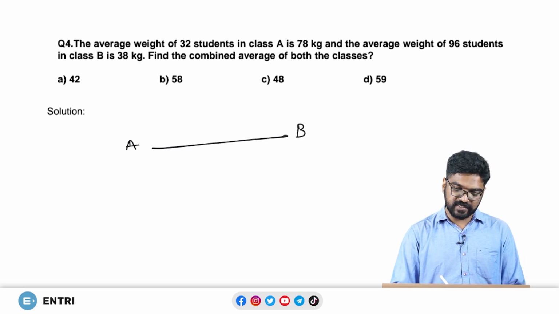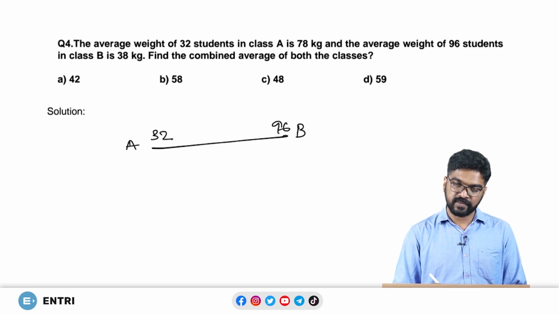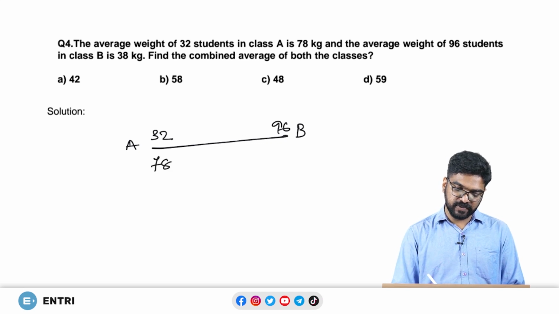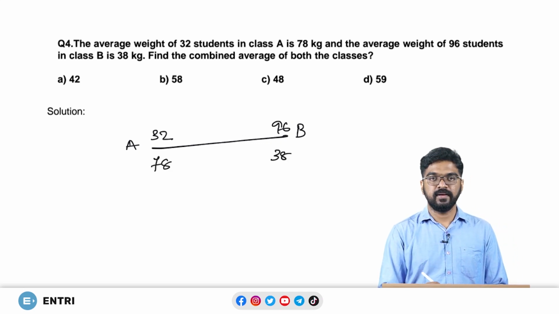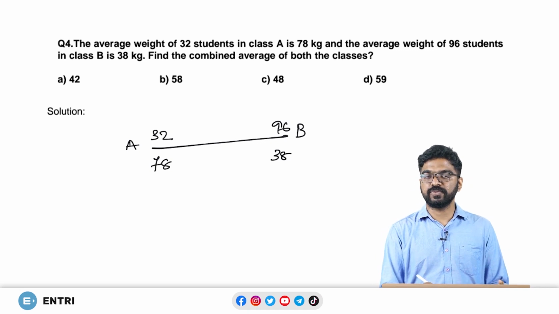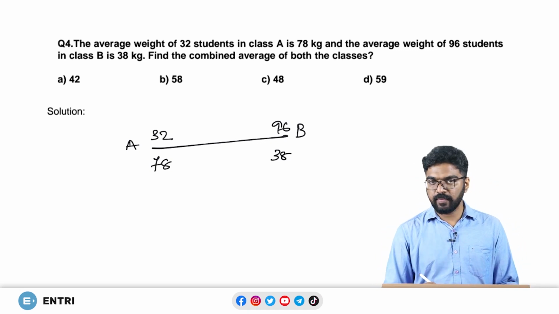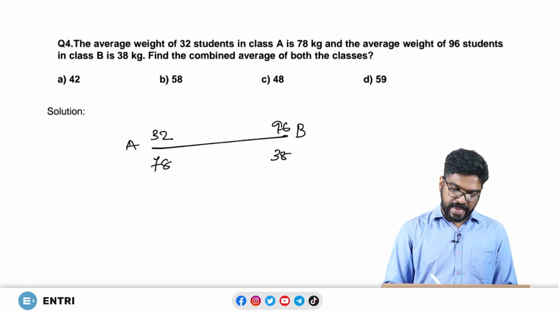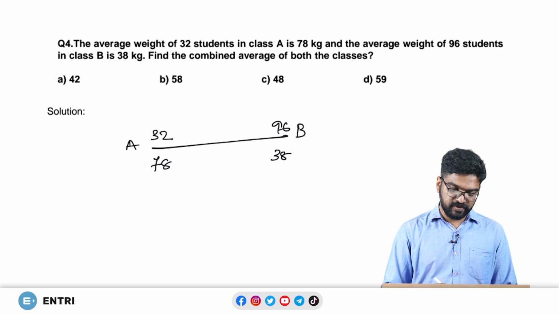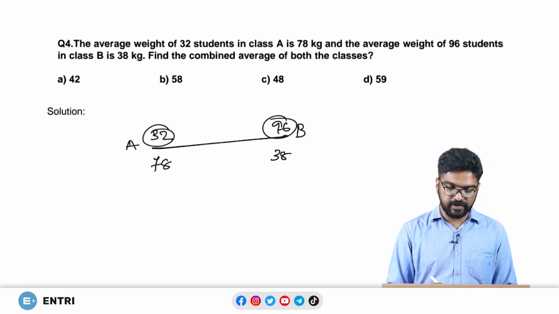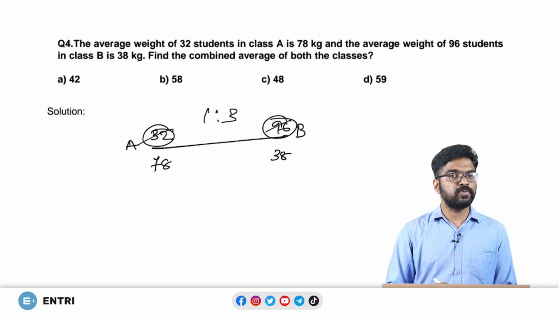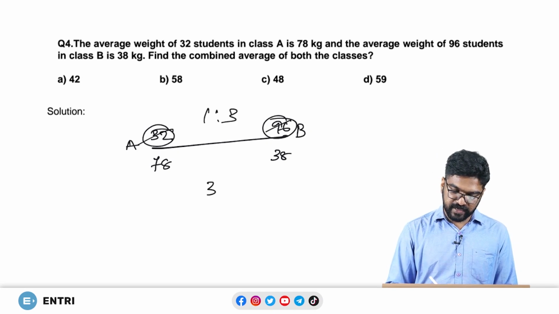The students in class A is 32, students in class B is how much? 96. And the average weight of the students in class A is 78 and that of students in class B is 38. We have to find the average of the students combined together. So it is very obvious that the average of this combined class will be greater than 38 and lesser than 78. So first thing to do is take the ratio of these values, and we know that the ratio is nothing but 1:3. Now you inverse the ratio, it will become 3:1.